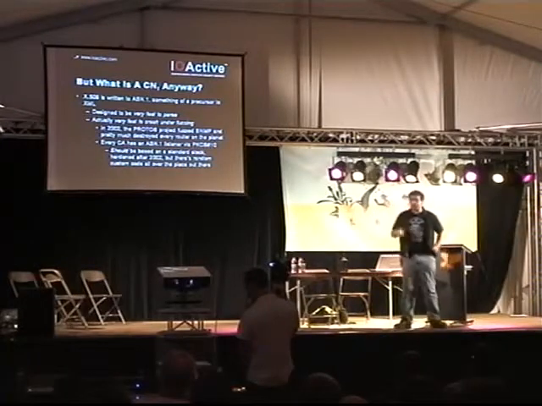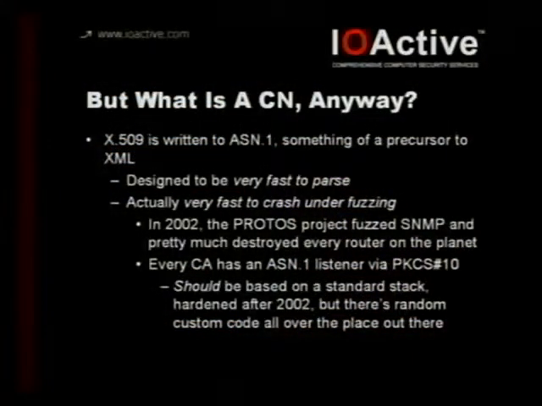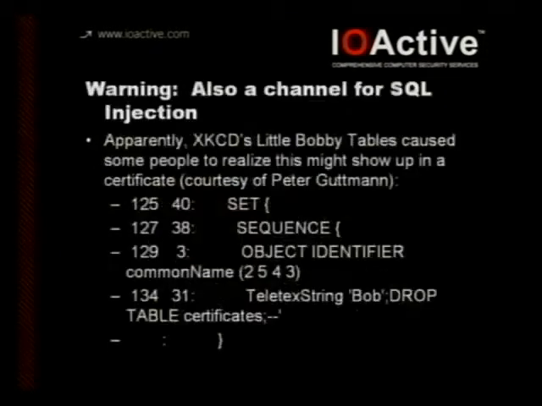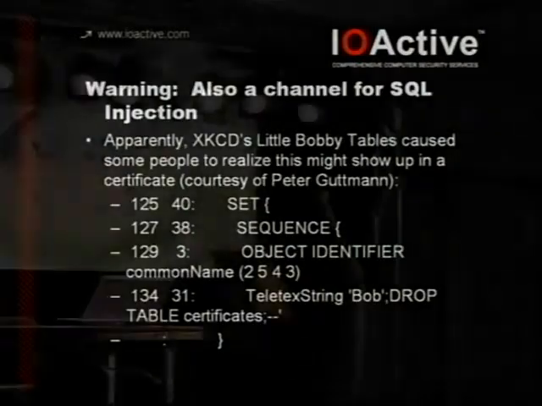So ASN1 was designed to be very fast to parse. It's actually very fast to crash under fuzzing. It's really, really hard to write a solid ASN1 parser. When the Protos guys actually fuzzed ASN1 in 2002, they pretty much broke every router on the planet. Now, it turns out that this ASN1 is a channel for SQL injection. And this is great. It turns out XKCD and little Bobby Tables helped secure the internet.